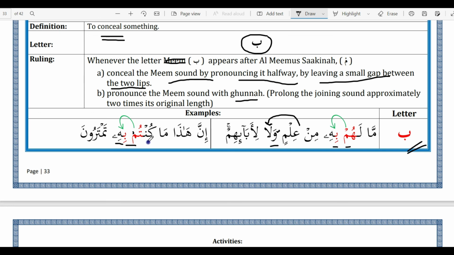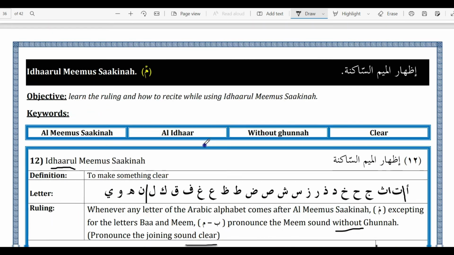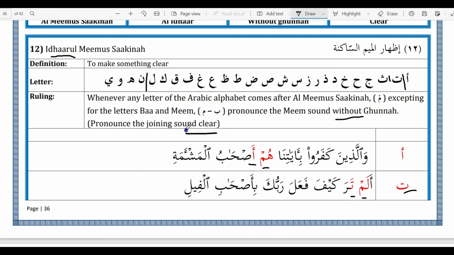In this example, إن هذا ما كنتم به تمترون. Okay? And the final one is Izhar, which means something clear, and that's the letters from alif to ya. Whenever any one of them appears after Meemus Saakinah, we recite as normal. We make the meem sound clear. Like here, we have وَالَّذِينَ كَفَرُوا بِآيَاتِنَا هُمْ أَصْحَابُ الْمَشْأَمَةِ.